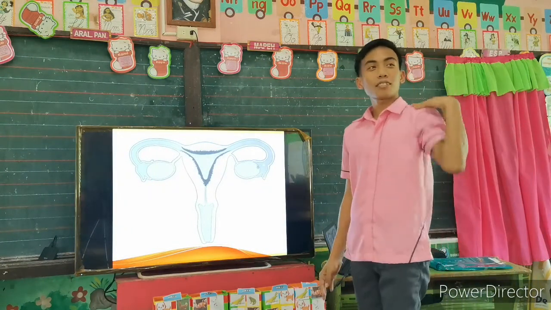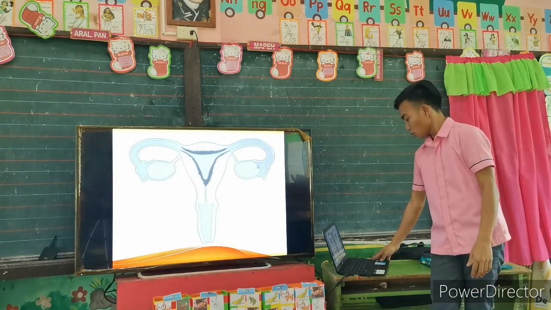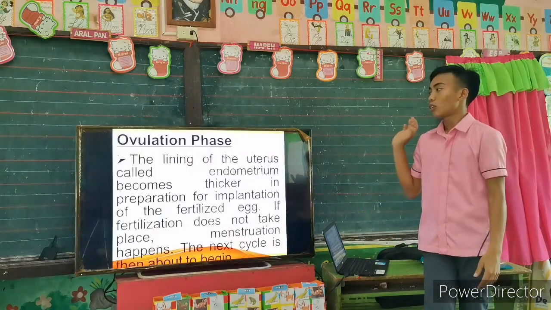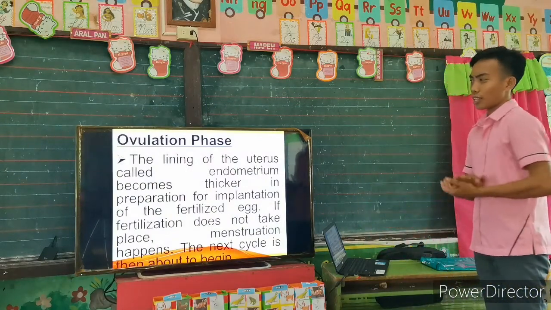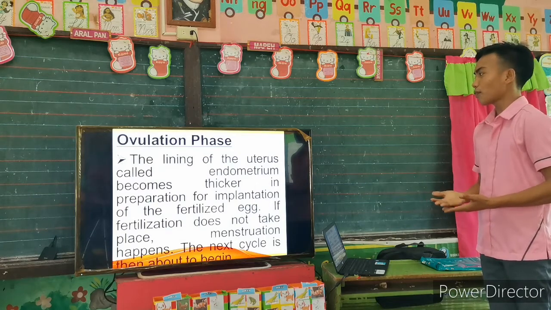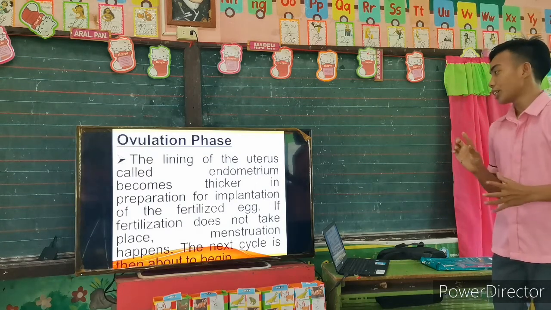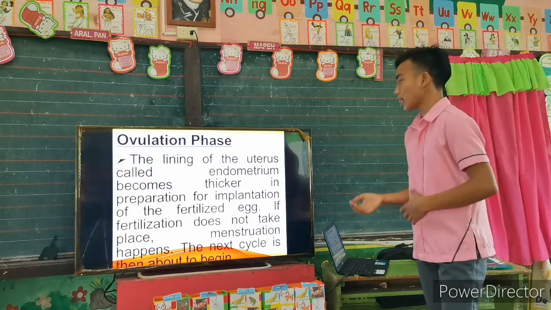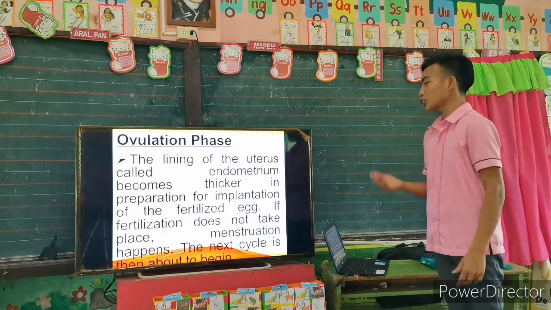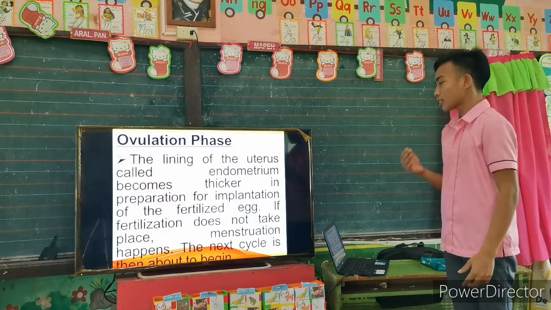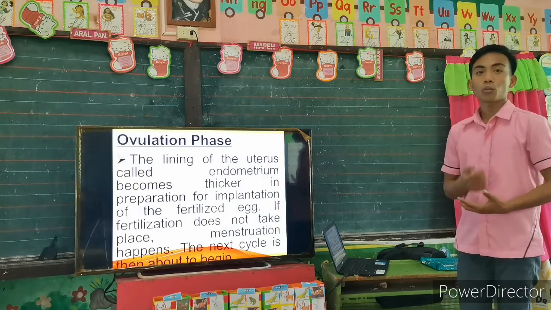The second phase is what? Okay, yes. Jaylene. This is a what? Ovulation phase. Very good. So when we say ovulation phase, this is the lining of the uterus called endometrium becomes thicker in preparation for implantation of the fertilized egg. If fertilization does not take place, menstruation happens, the next cycle is then about to begin.